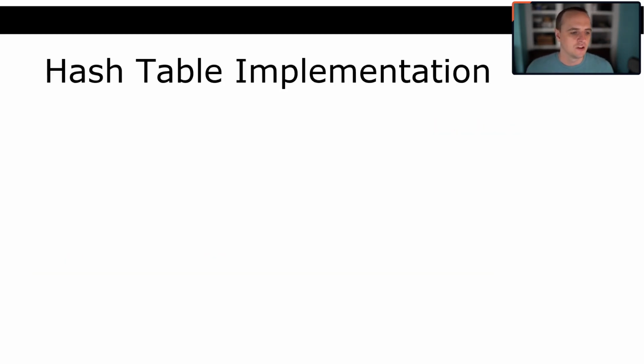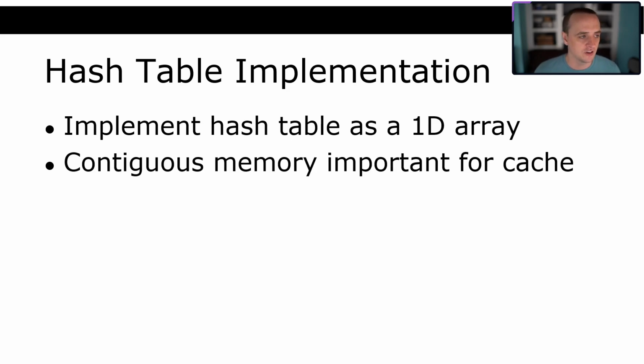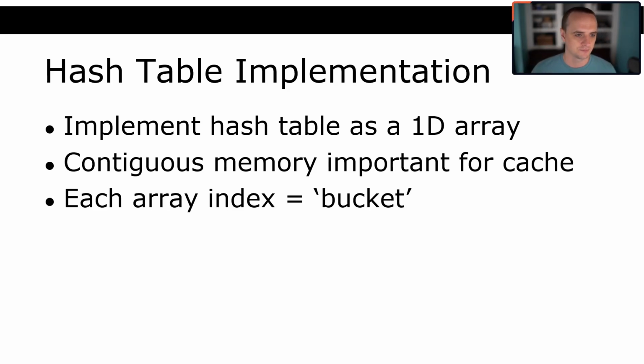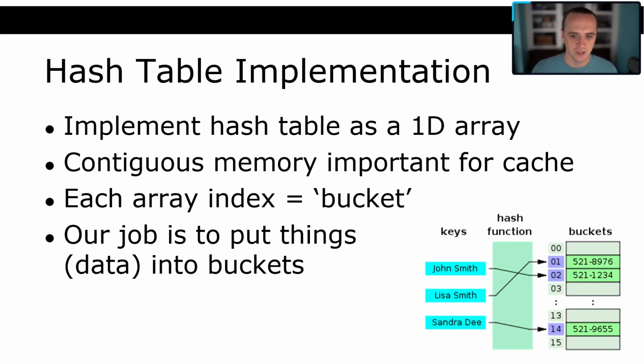All right. So now that we know what hash tables are used for, how could we actually implement a hash table? Well, let's just implement it as a 1D array. We're going to have contiguous memory. That's important because we're going to be looking through this hash table a lot, so we want it to be cache friendly. Each array index, essentially, we can think of as a bucket in our data structure. And our job is to put data into buckets, okay?